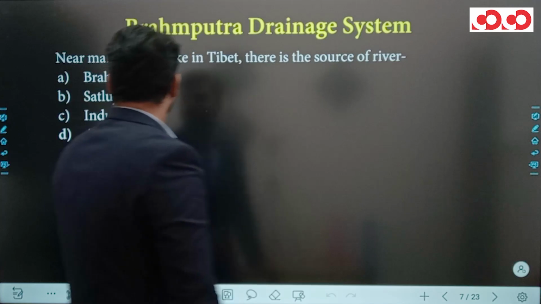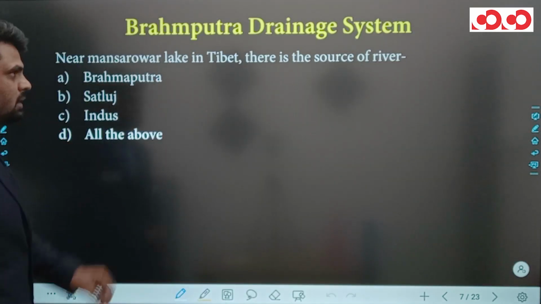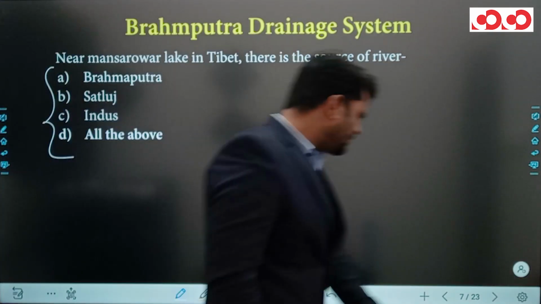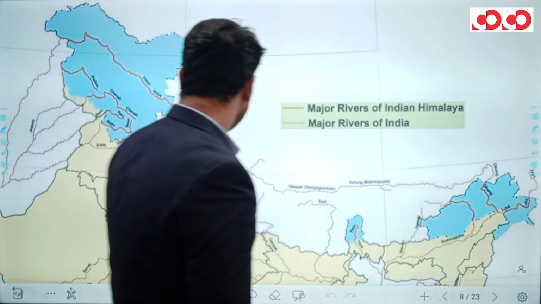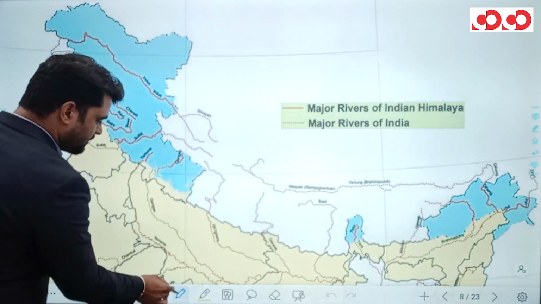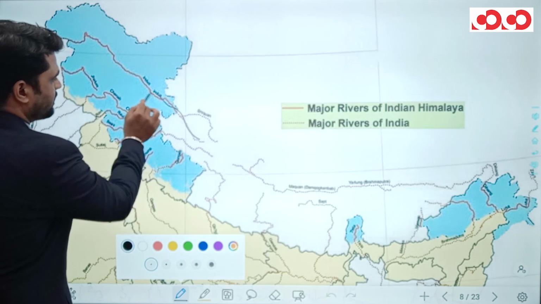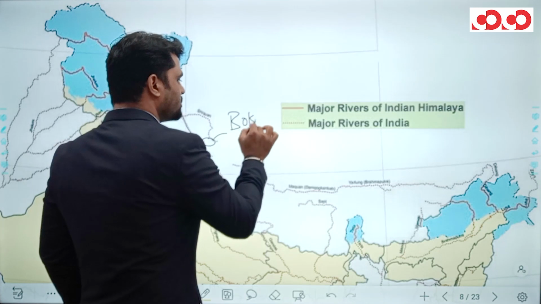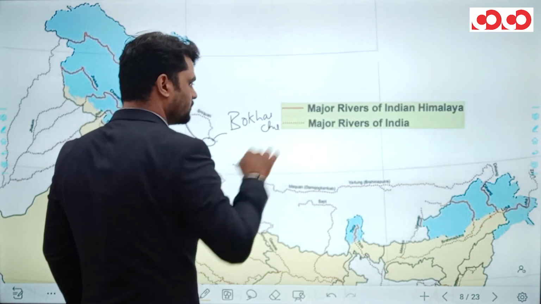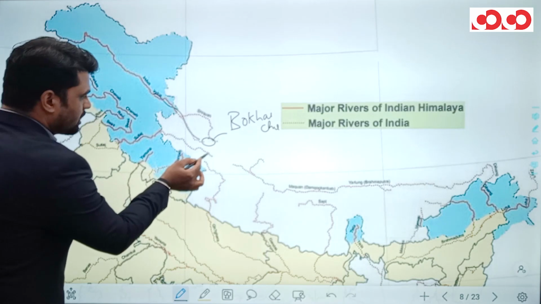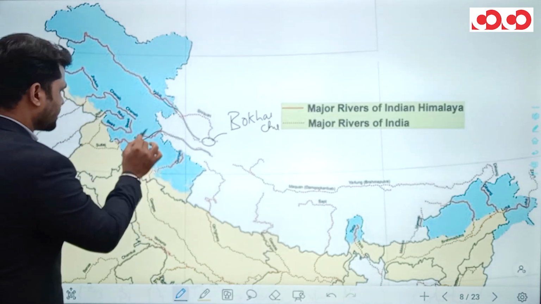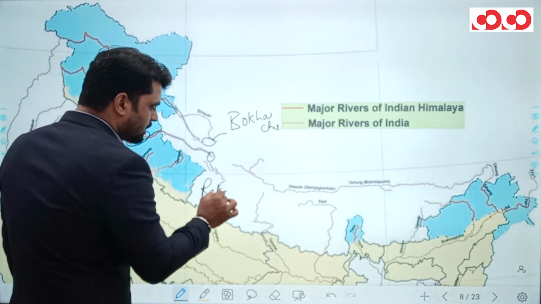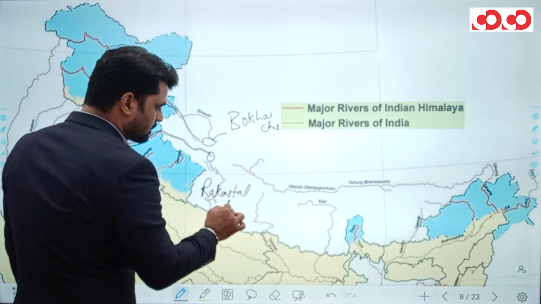And the next question is based upon this: near Mansarovar Lake in Tibet, there is a source of river, and four options are given here. So before coming to the answer, let's have a look at that image. Here you are witnessing the Indus River, which originates from Bokhar Chu glacier. Clear? Then another river of the Indus River system, that is Satluj, and this Satluj river originated from Rakas Tal Lake.